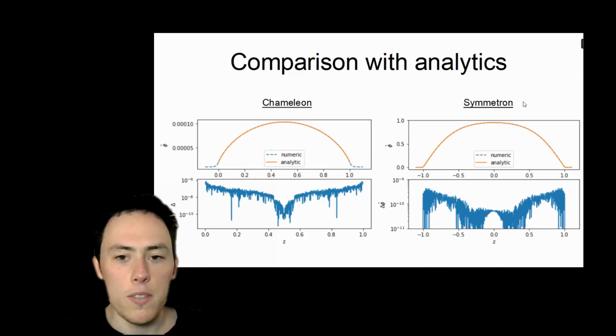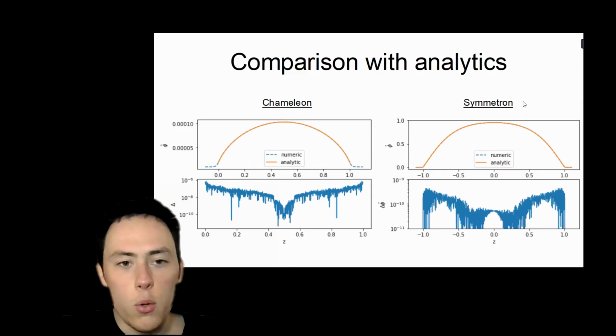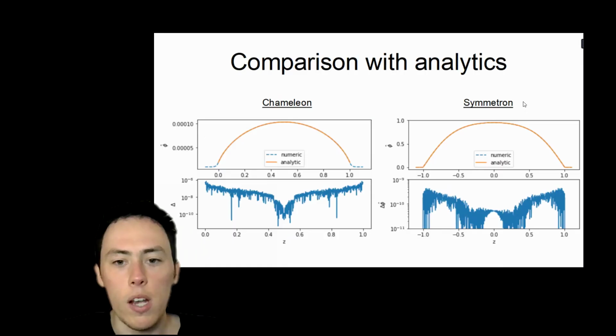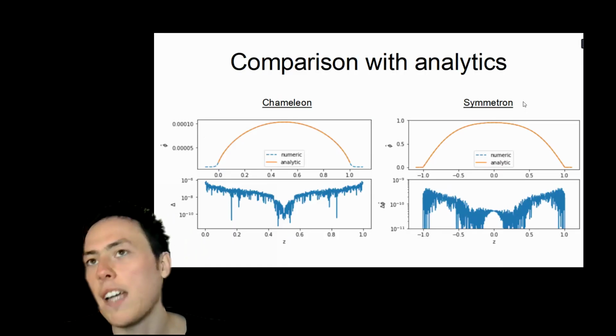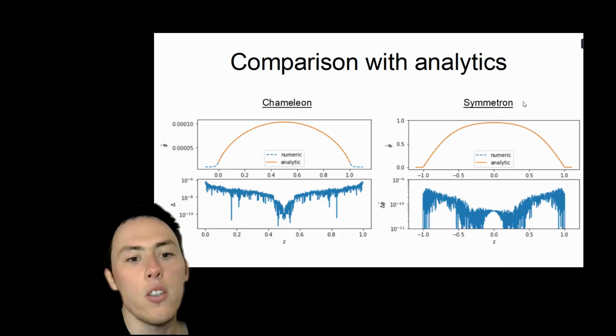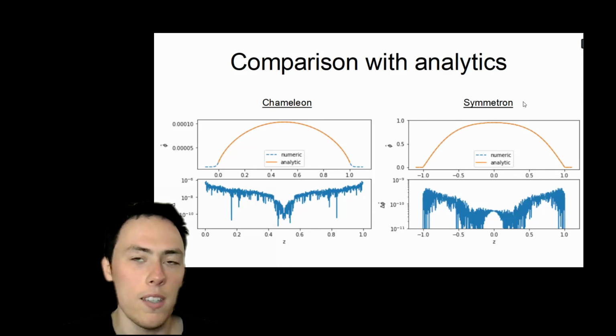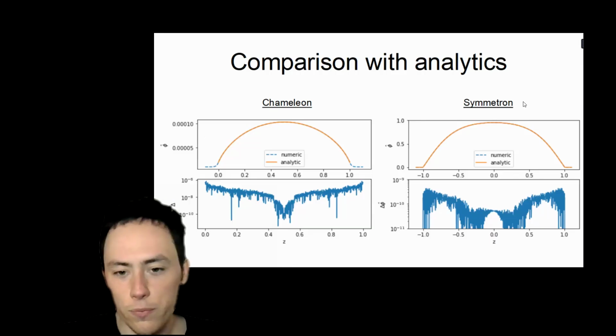So to prove that I'm not selling you snake oil, here is a comparison between what the code produces and those analytic solutions for the chameleon and the symmetron that I showed you before. Below, I've plotted the relative error on the left and the absolute error on the right. And as you can see, they agree. In fact, the only limitation here was the tolerance that I allowed and the level of refinement of the mesh.